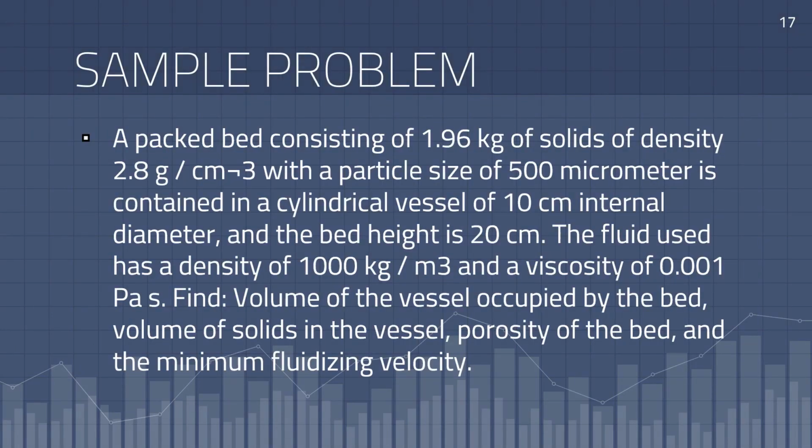Now, let us apply all those concepts and try answering a sample problem. A packed bed consisting of 1.96 kg of solids of density 2.8 grams per cubic centimeter with a particle size of 500 micrometer is contained in a cylindrical vessel of 10 centimeter internal diameter and the bed height is 20 centimeter. The fluid used has a density of 1000 kg per cubic meter and a viscosity of 0.001 Pascal second. Find the volume of the vessel occupied by the bed, the volume of solids in the vessel, porosity of the bed, and the minimum fluidizing velocity.